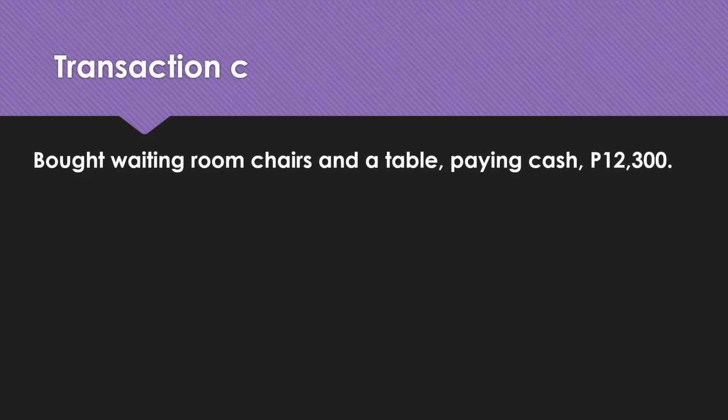Okay, let's go to transaction C. You bought waiting room chairs and a table, paying cash 12,300. So, ano ba yung chairs and table? Pag tingin mo sa account title, meron kang office furniture. Okay? So, ang chairs and table, these are furnitures, right? So, if you go to your account titles, it's office furniture. Nag-increase ba ang office furniture? Yes. So, office furniture is an asset and it increased, therefore debit office furniture.